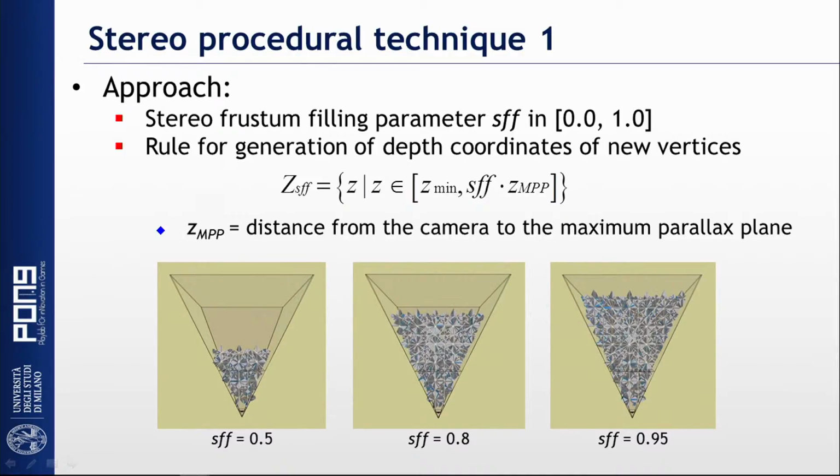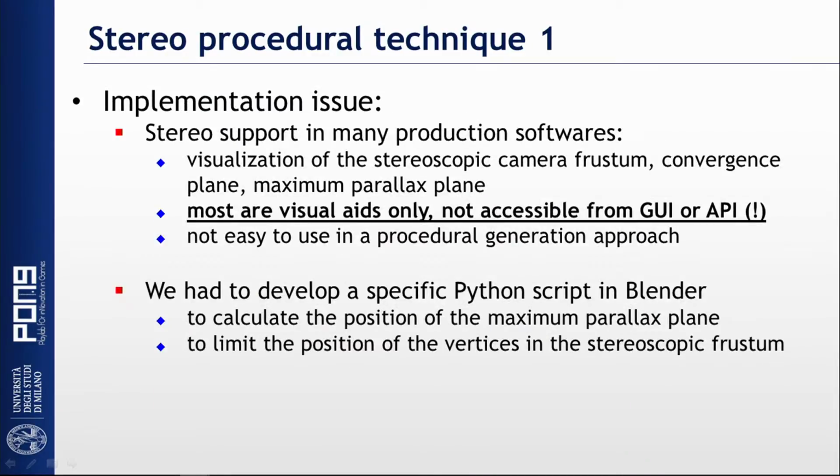So I can calculate what will be the maximum parallax on screen and where is the maximum distance leading to the maximum parallax plane. And with this simple parameter ranging from 0 to 1, I can fill it. So from the top, you see I've stopped at 0.5. You can see it as a percentage, 50%, 80%, 95%. It's quite simple and straightforward. But here, before showing you some examples, the problems.